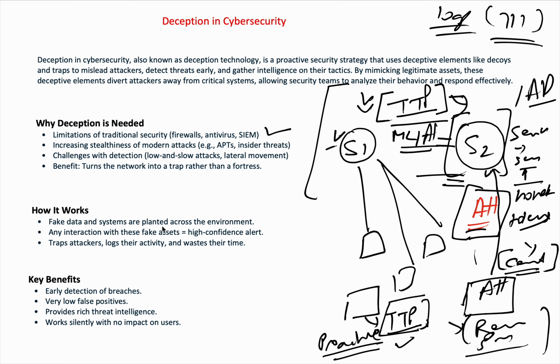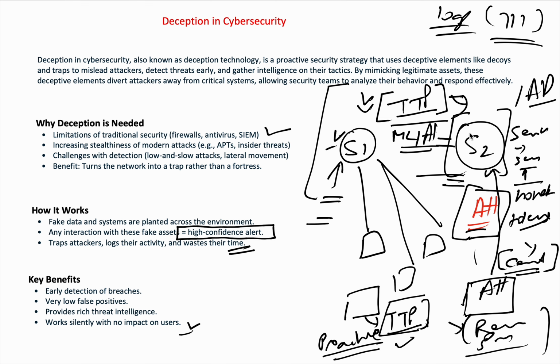How it works: fake data and systems are planted across the environment. Just like S2, you will have multiple servers. Any interaction with these servers raises a high confidence alert. This means that if anybody uses these servers, they are the attackers. It traps attackers, logs their activity, and wastes their time. Correct. Key benefits are early detection and very low false positives. Like I told you, if anybody uses S2, they're likely an attacker. It provides rich threat intelligence and works silently with no impact on users, because everybody is using S1 and nobody is using S2. So no attack, no downtime.